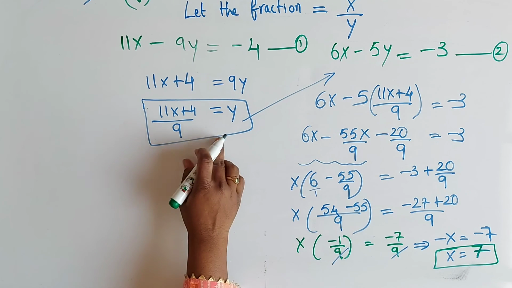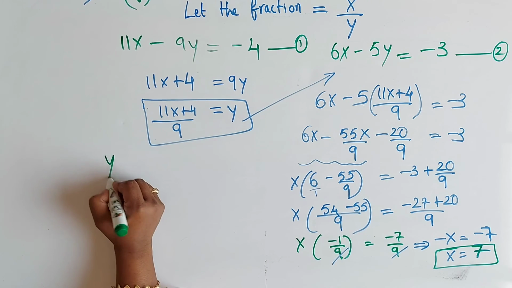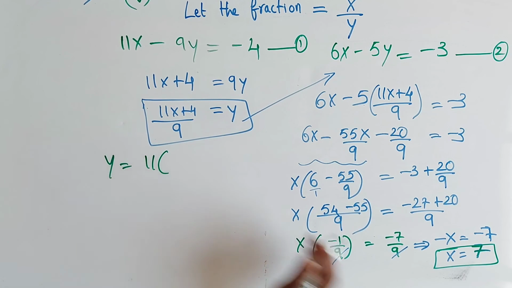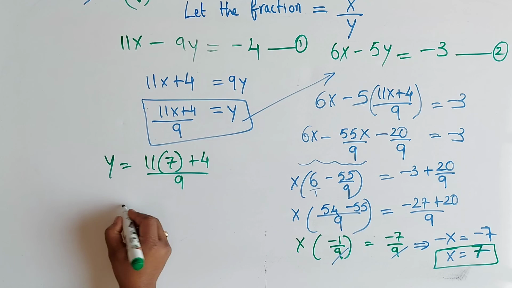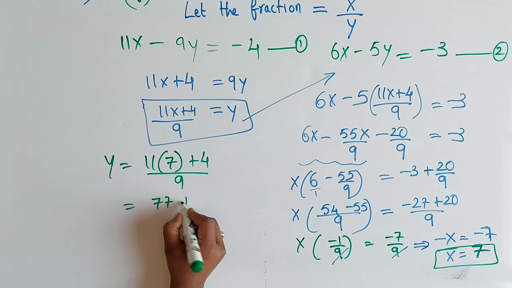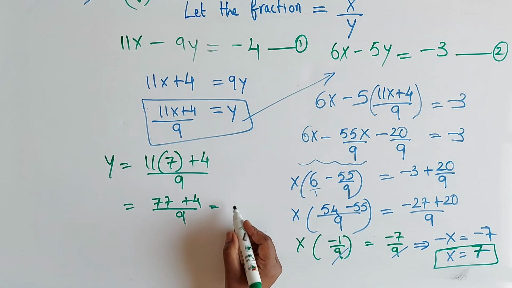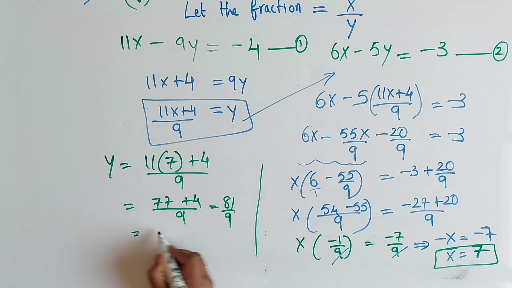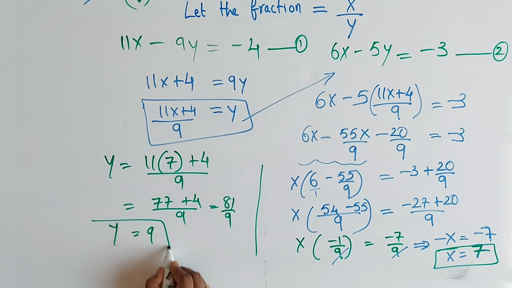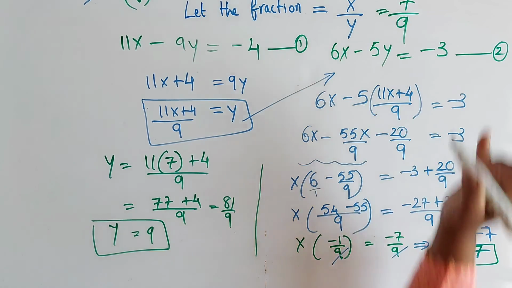Now we have to find the y value. Now put the x value into this one. y equal to 11x, x means 7, plus 4 divided by 9. 77 plus 4 divided by 9, children. 77 plus 4, that is 81 by 9. Correct? 81 by 9 is nothing but 9 only. y is 9 here, x is 7. So the fraction is 7 by 9.